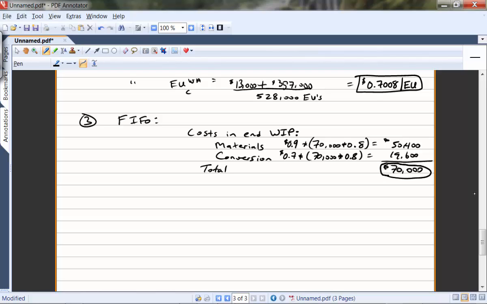We're going to need this. This is our estimate for what's left at the bottom of the cup, so to speak, as of the end of July in terms of costs in the work in process etching department account using FIFO. Now let's get an estimate for what went out of this account. What costs were transferred from the work in process etching account to the work in process wiring account or department using FIFO.